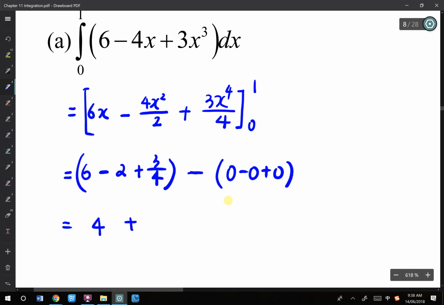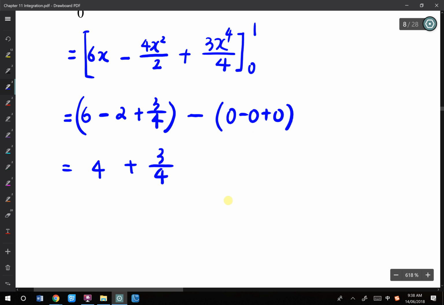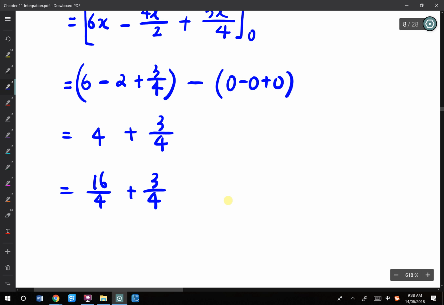So that's 4 plus 3 over 4. That's 16 over 4 plus 3 over 4. And that's 19 over 4.